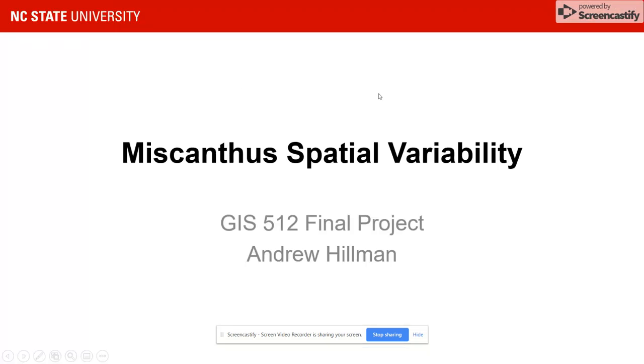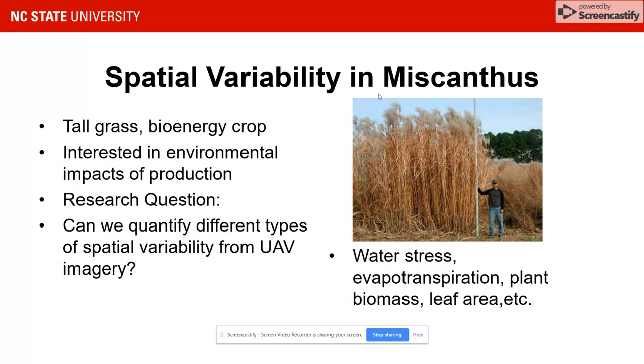All right, so this is my final project for GIS 512, and I'm Andrew Hillman, and my project is Miscanthus spatial variability. So Miscanthus is a tall grass that is mainly grown for bioenergy purposes, and my research is interested in the environmental impacts of growing Miscanthus in North Carolina.